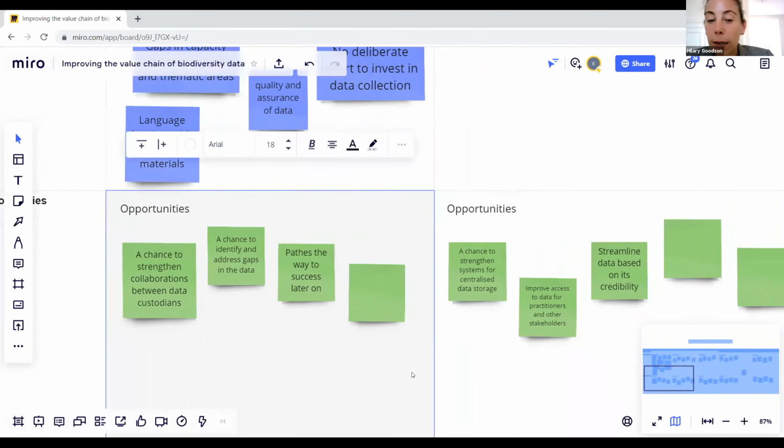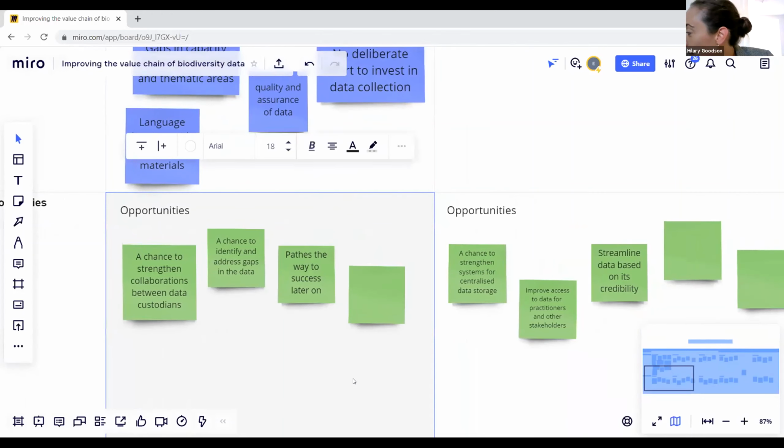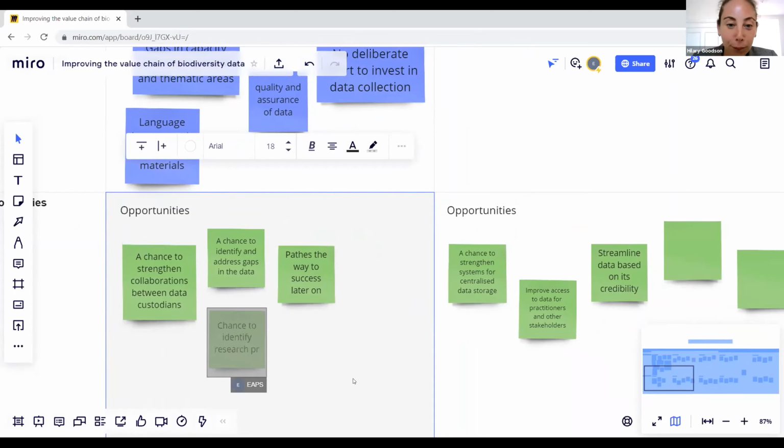Yeah, and just kind of extending on the chance to identify and address gaps, it's also about the chance to identify research prioritization, and I think that is a really important one. Yeah, that's a great one. I can see that being added on there. Yeah, I think you're right.